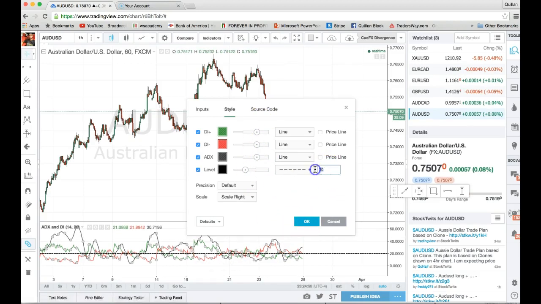Make sure this right here says 20. This right here is your main line, that holy grail line, you could say. That's the line that, if it crosses over, means a big move is happening, or it's an extra confirmation towards a certain movement within the market.